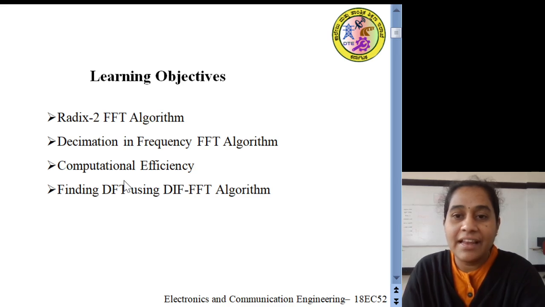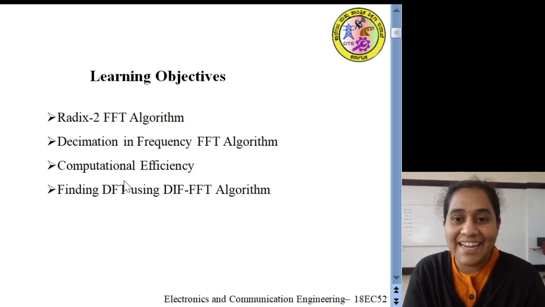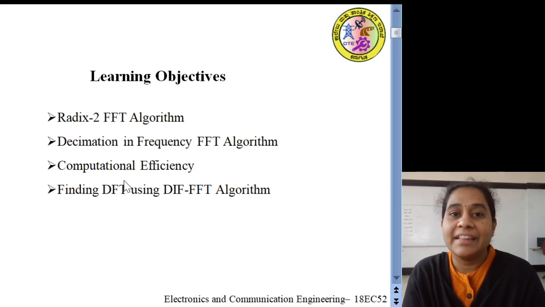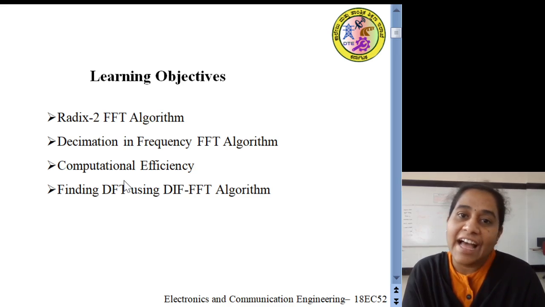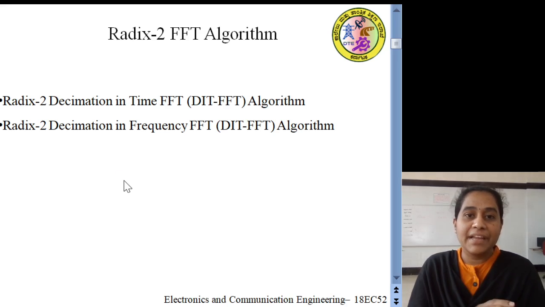First, let us have the learning objectives of this session. Here, we will be considering the Radix-2 FFT algorithm. We will begin with the Radix-2 FFT algorithm. Then we will go into the decimation in frequency FFT algorithm in detail. Then we will consider the computational efficiency of the decimation in frequency FFT algorithm. Afterwards, we will find the DFT of some sequences using the DIF FFT algorithm at the end of this session. So now let us begin with this session.